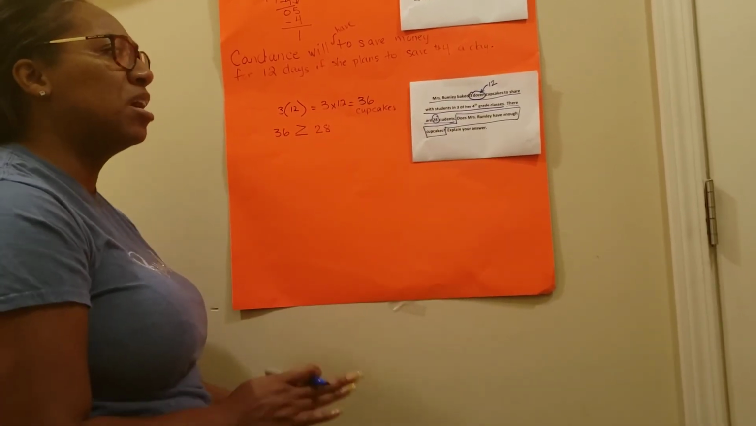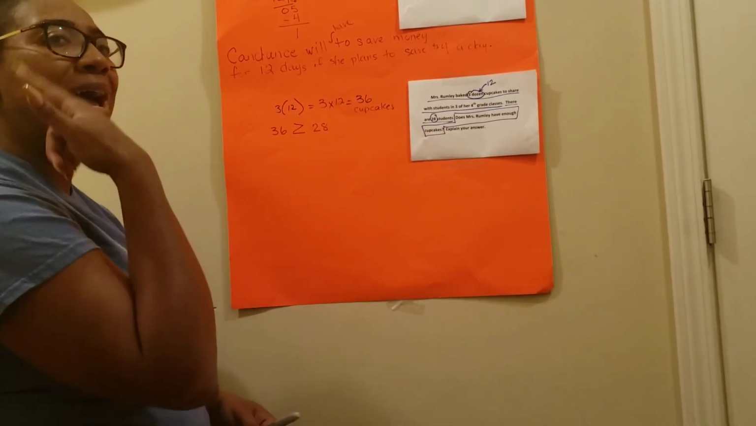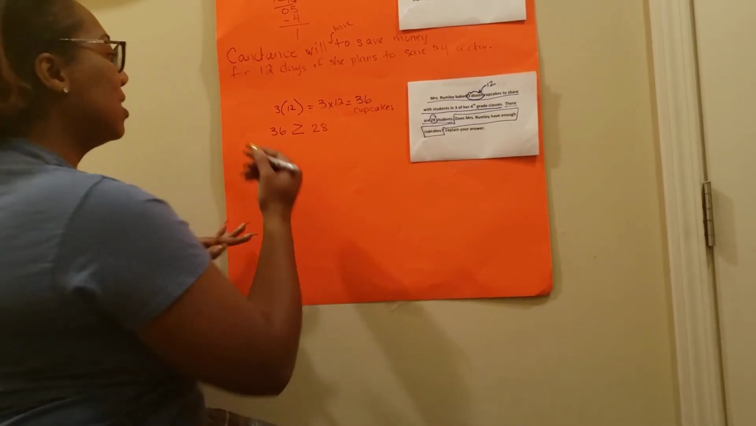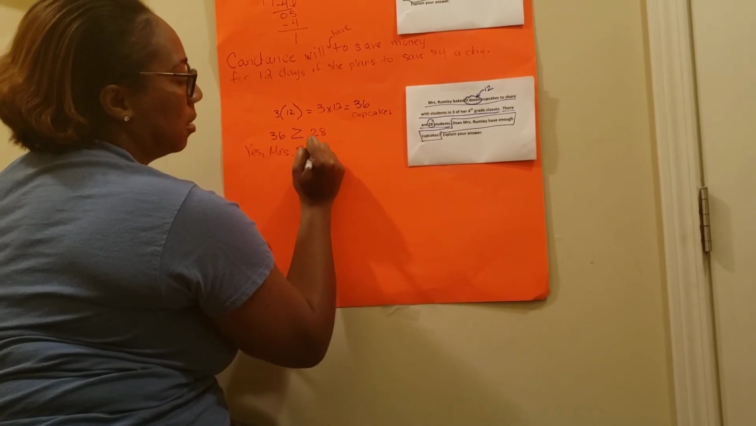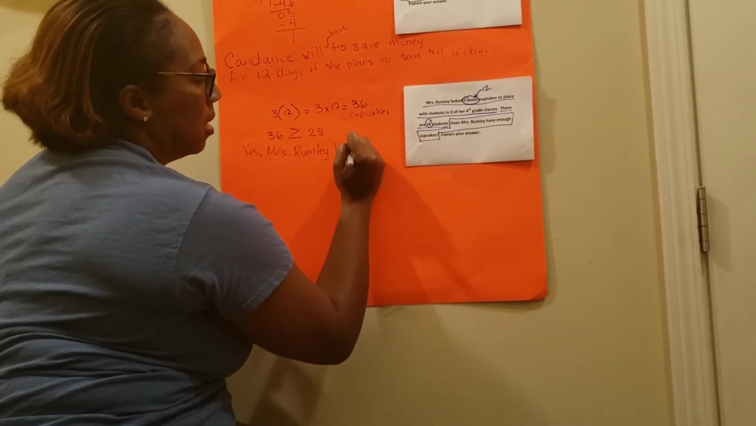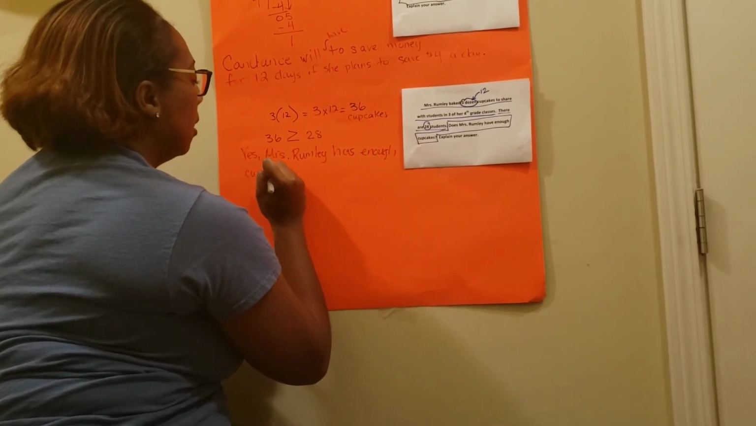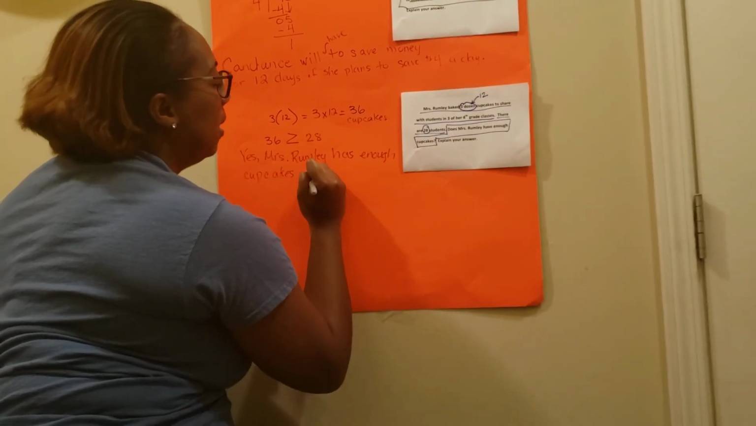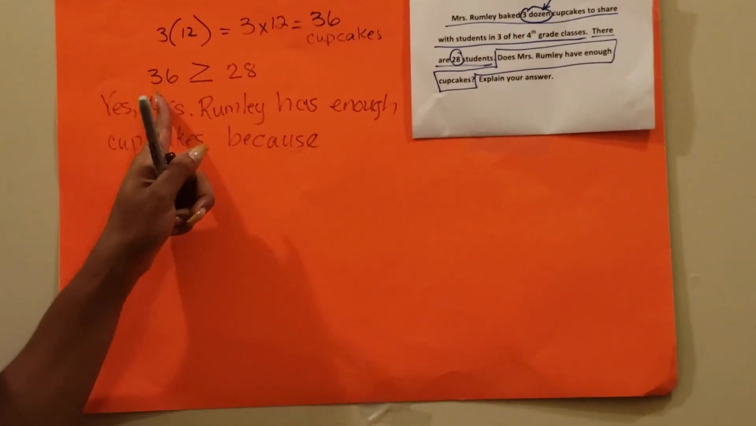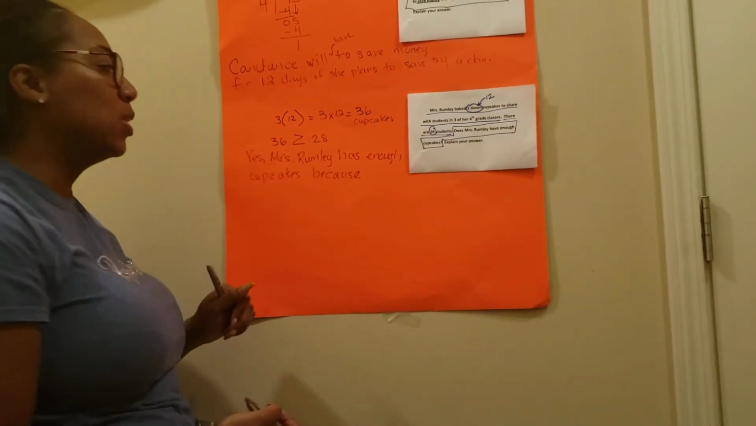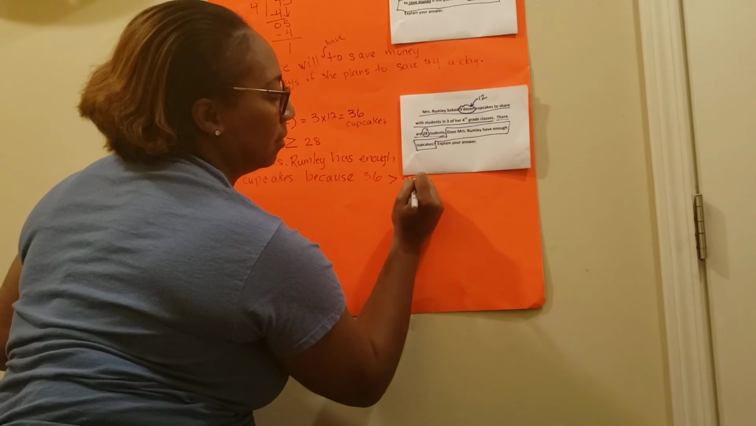So does Ms. Rumley have enough cupcakes? Yeah, Ms. Rumley has more than enough. Explain my answer. So how could I say that in an answer? So I would say, yes, Ms. Rumley has enough cupcakes because, what did my number comparison say? 36 is greater than 28.